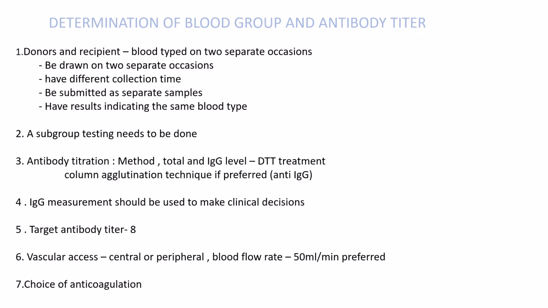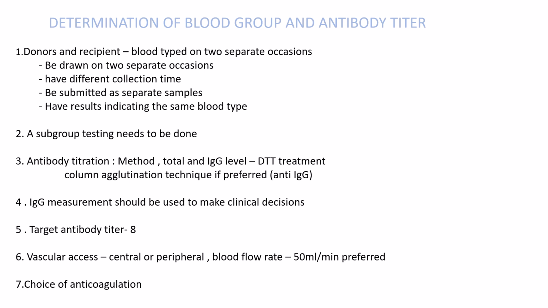How to determine the blood group and antibody titer. Donor and recipient, two persons will be there. Blood typing should be done on two separate occasions, with blood drawn at different timings and submitted as separate samples, and the results should indicate the same blood type. A subgroup testing needs to be done. There should be an antibody titration method, like IgG level using DTT treatment; the column agglutination technique is usually preferred. Then IgG measurement should be used to take the clinical decision, and the target antibody titer is 8.